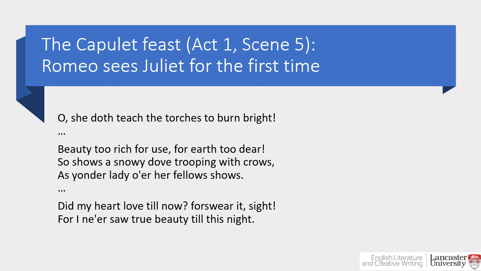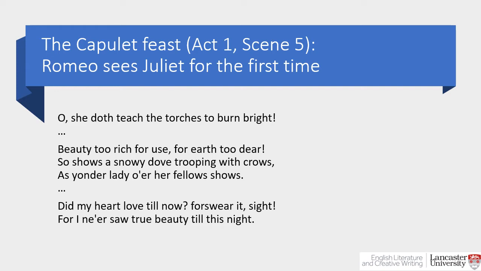When Romeo and Juliet see each other for the first time in Act 1, Scene 5, at a party held at her house, Romeo is bowled over by her beauty. "Oh, she doth teach the torches to burn bright." He describes her as having beauty too rich for use, for earth too dear. As Benvolio predicted, Romeo sees her, Juliet, as a snowy dove trooping with crows, the other women at the feast.